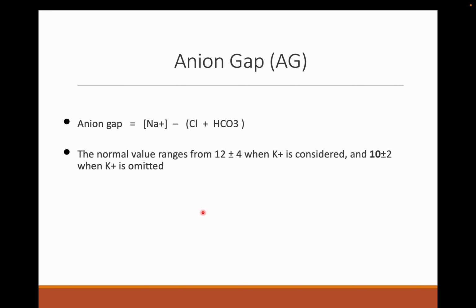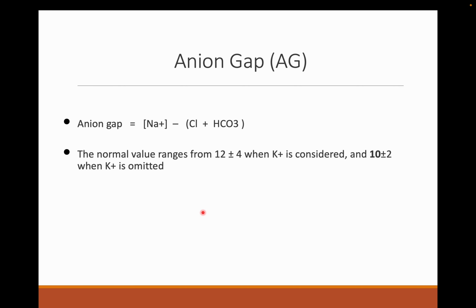The difference between the unmeasured anions and the unmeasured cations is the anion gap. That is how you measure it, by Na minus Cl plus bicarb. So ignoring the formula per se, what are the normal values? Anything around 12 plus or minus 4 is normal.